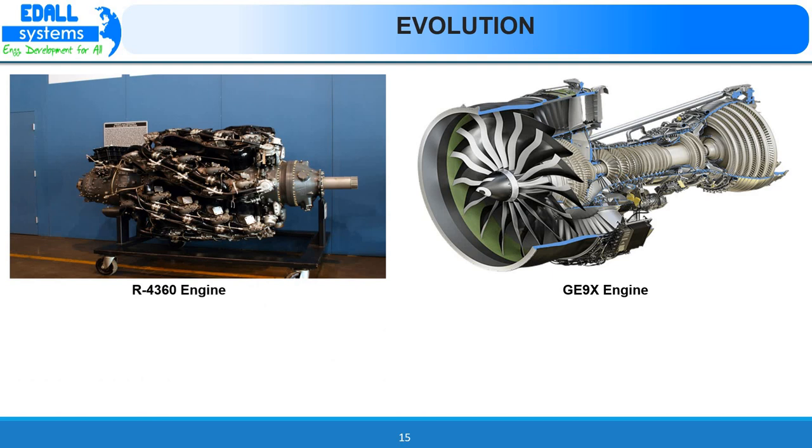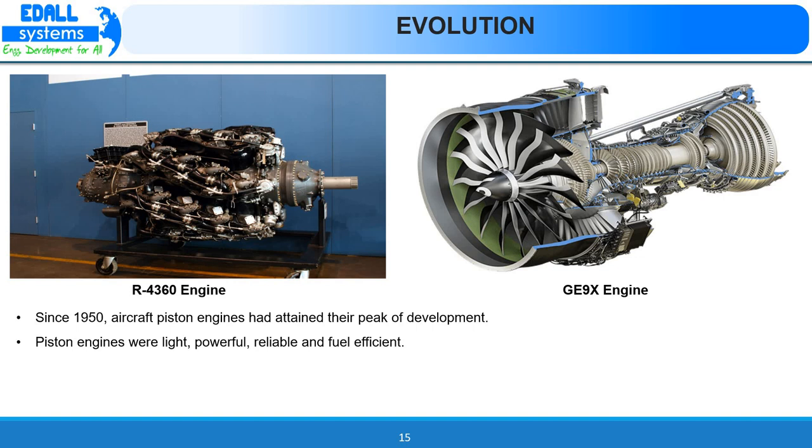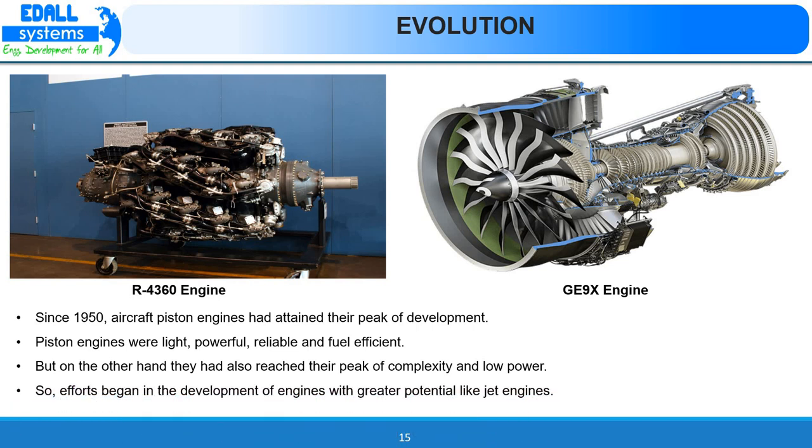R4360 engine is a reciprocating engine. JE9X engine is a jet engine. Since 1950, piston engines had reached their peak of development. Piston engines were light, powerful, reliable, and fuel efficient, but they had reached their peak of complexity and provided low power. So, the development began to produce greater potential engines like jet engines.